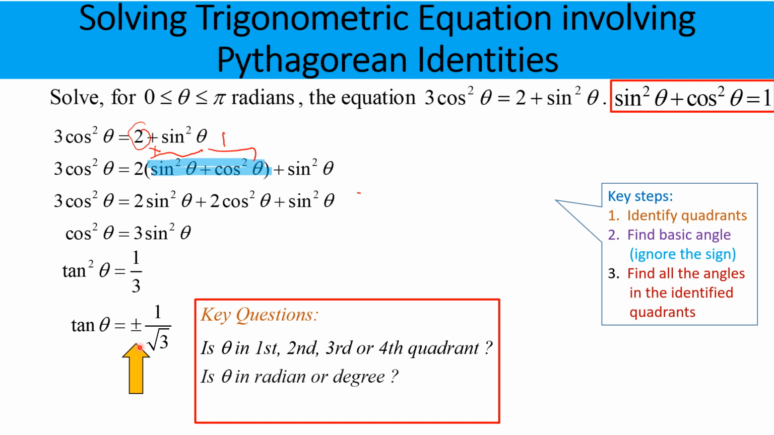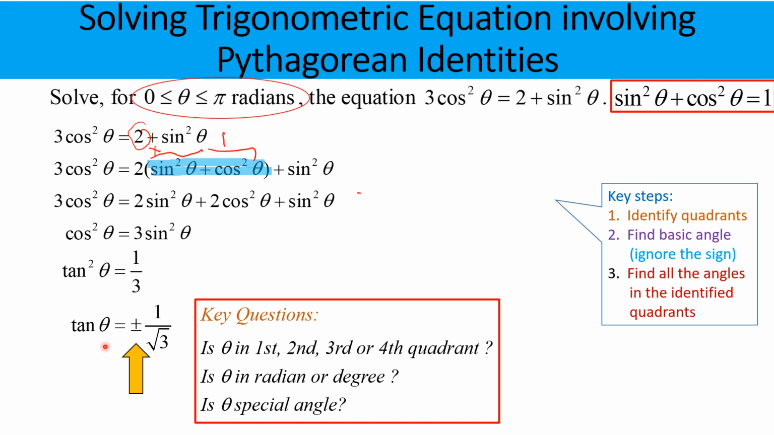The other thing we want to ask is whether theta is in radian or degree mode. And lastly, is theta a special angle? When we talk about special angles, we take a look at the value here. If you are familiar with the table of special angles, you should recognize that with the value 1 over root 3, theta should be a special angle. These are the things that we need to be familiar with.